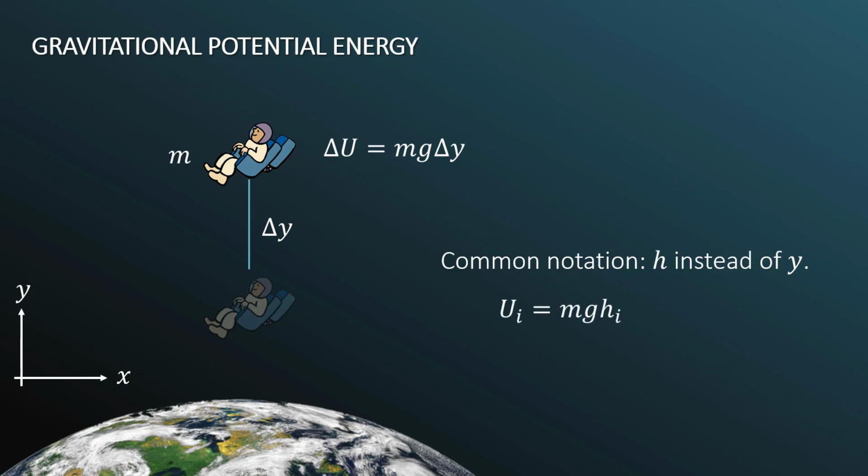So the initial gravitational potential energy is mghi, the final gravitational potential energy is mghf, and the change in that gravitational potential energy is simply mg delta h. Or you could define the origin of your reference frame to be the ground, the surface. So therefore, the initial height would just be 0. If you define the ground to be 0, then you just say the change in potential energy is mgh.